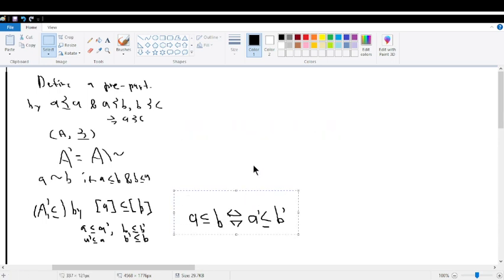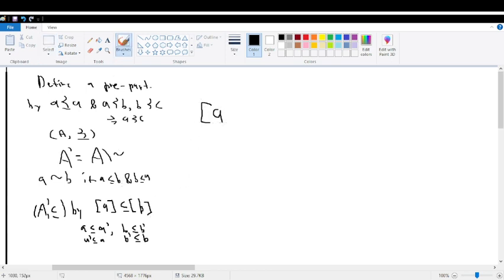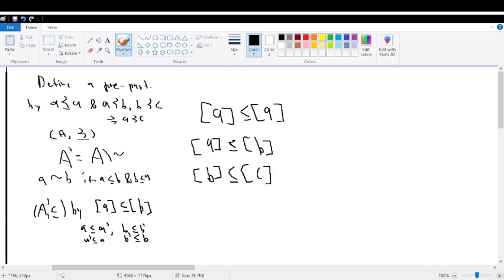So it's well defined. From here, we know reflexivity by just choosing the equivalence class of A. We know transitivity by just picking elements. So if A is less than or equal to B and B is less than or equal to C, we have that A is less than or equal to C.